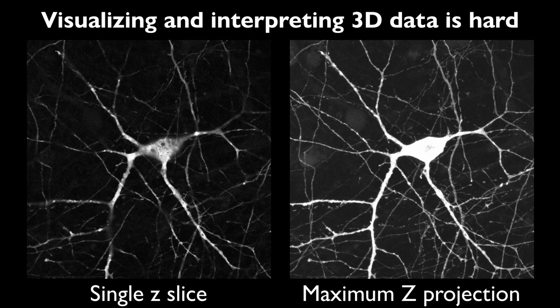So one option is to look at a single Z slice at a time. That's the image on the left. Another option is to do what's called a maximum Z projection. So in this case, we summarize all of the images with one image, where the rule to create that one image is to replace every pixel in that image with whatever the brightest version of that pixel was in the entire Z stack. So it's like a collapsed version of everything, and it can be a useful way of summarizing.